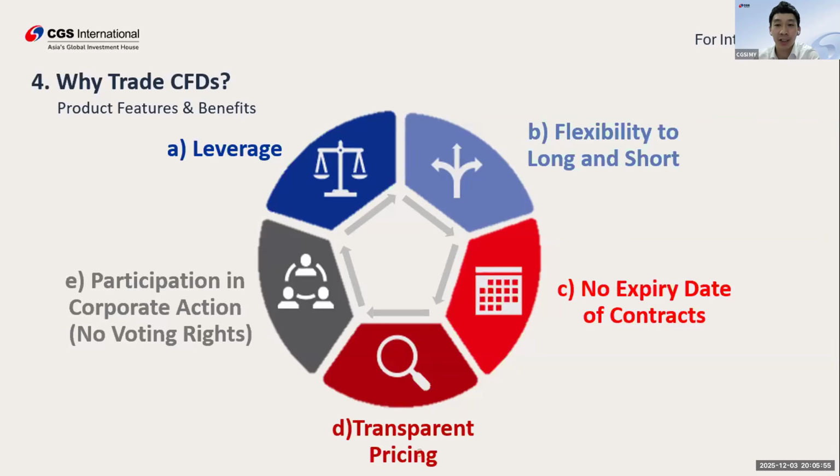So it's bi-directional trading. However, our bi-directional trading is only available on US CFD and foreign CFD as well. Then there's no expiry date of contract. So you can hold CFD as long as you want, provided you comply with the margin requirement. There is no expiry like futures.